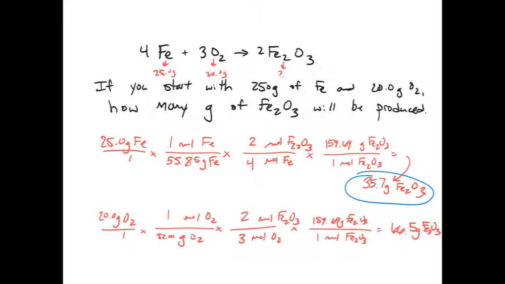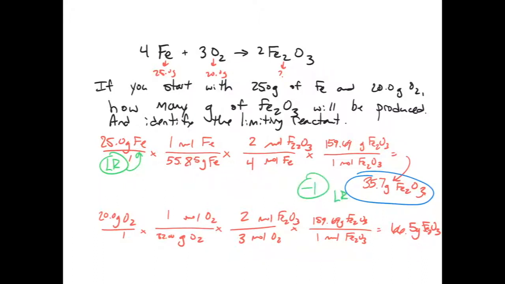If the question also said, identify the limiting reactant, you would go back to the beginning 2 numbers, and the one that gave you the smaller of the 2 numbers is labeled the limiting reactant. So in green here, I'll label limiting reactant. It's the iron. If you put limiting reactant here, I'm going to go -1 because it's not the product. It's not the lesser of the 2 numbers. That's the answer. The limiting reactant is the one that you begin the problem with.